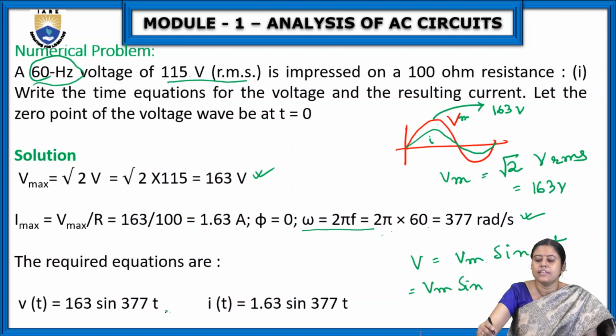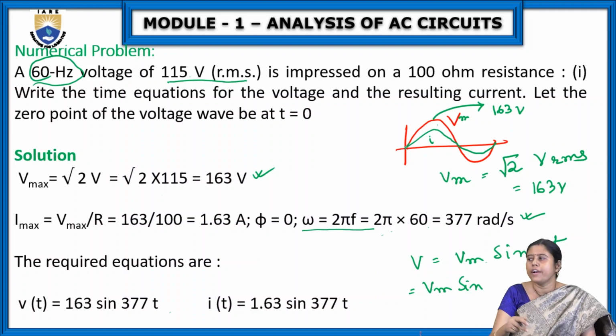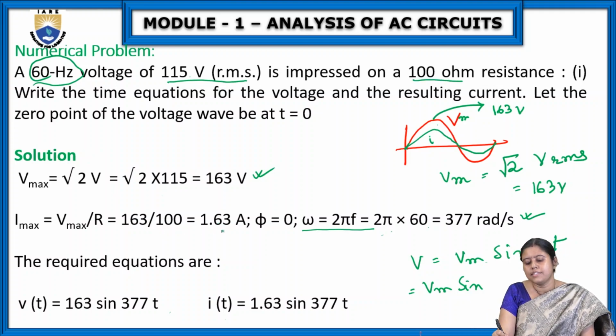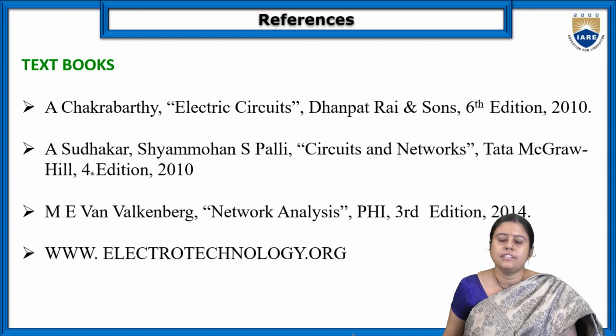As it is given, it has started at the 0 point. If it had not started at 0 point, we would write a phase angle. What is I? I is equal to V max by R. V max 163 by R. R here is the given resistance, 100 ohm. So 1.63, and as there is no phase difference, it is 1.63 into sin 377 t.